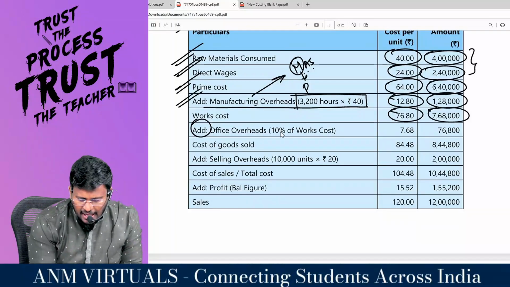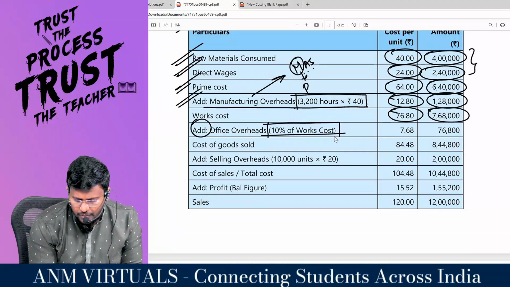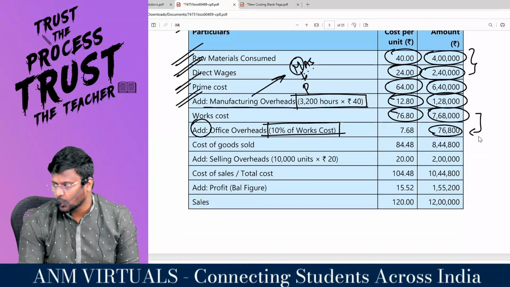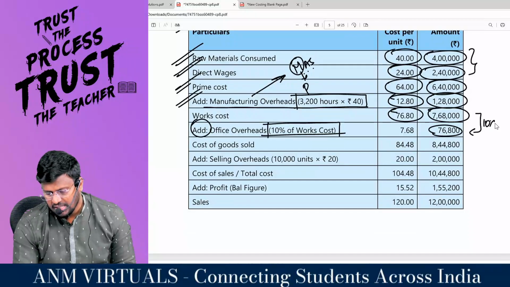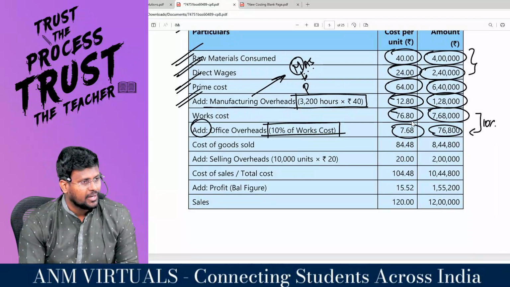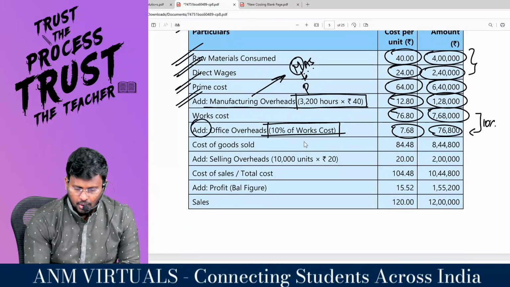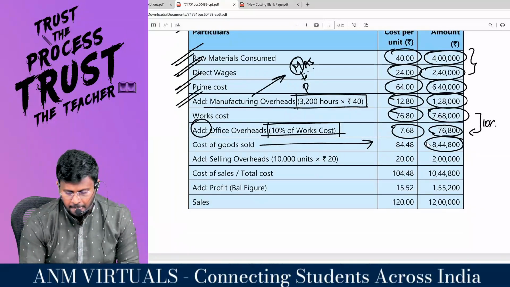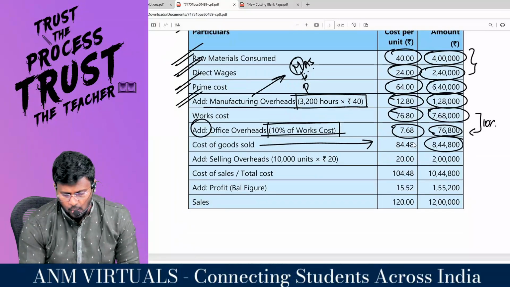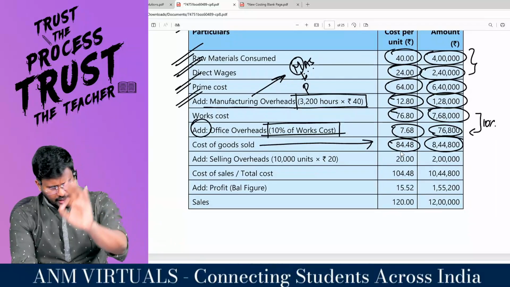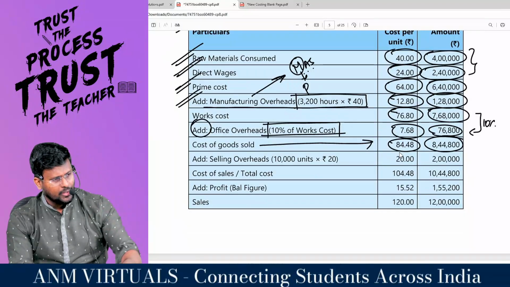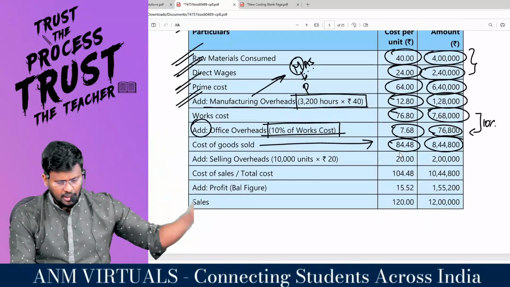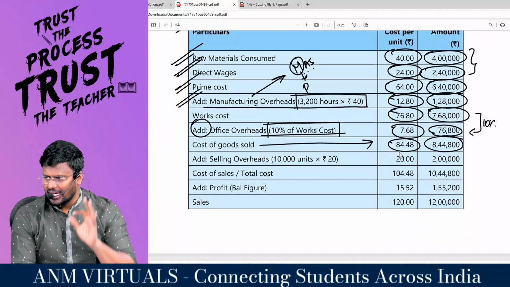So office overhead is 10% of the works cost: 7,68,000 into 10% comes to 76,800, divided by 10,000 comes to 7.68. You will get the cost of goods sold, which comes to totally 8,44,800. This is for 10,000 units. So you manufacture the 1st unit, the 5,000th unit, or the 10,000th unit, you will get 84.48 as the cost per unit.